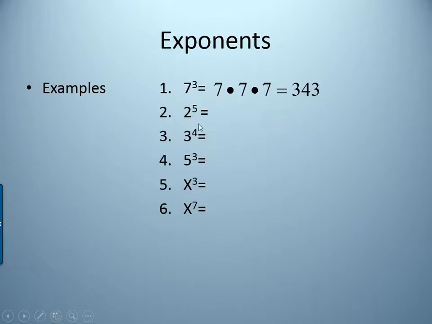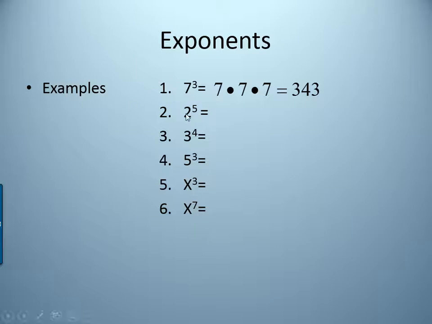You can work on the next examples by yourself, but I'm going to show you the next one. 2 to the fifth power would really mean 2 times 2 times 2 times 2 times 2, counting five 2s. And that will really just be 8 times 4, which is 32.